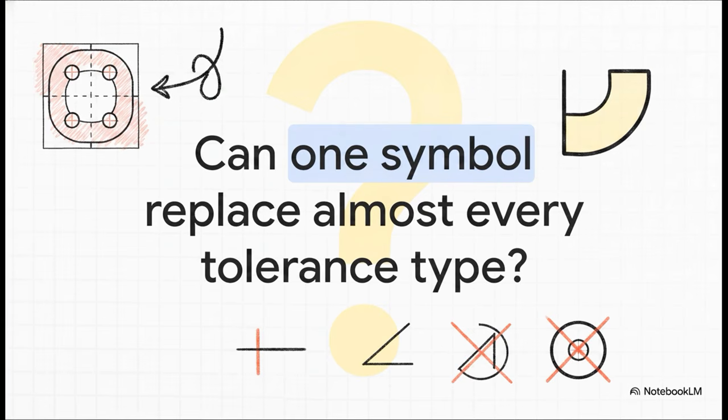But what if one single symbol was so incredibly versatile that it could theoretically replace almost every other tolerance type, form, orientation, and location in the entire standard? That is the sheer power of profile, and that's exactly what we're going to uncover in Lesson 7.